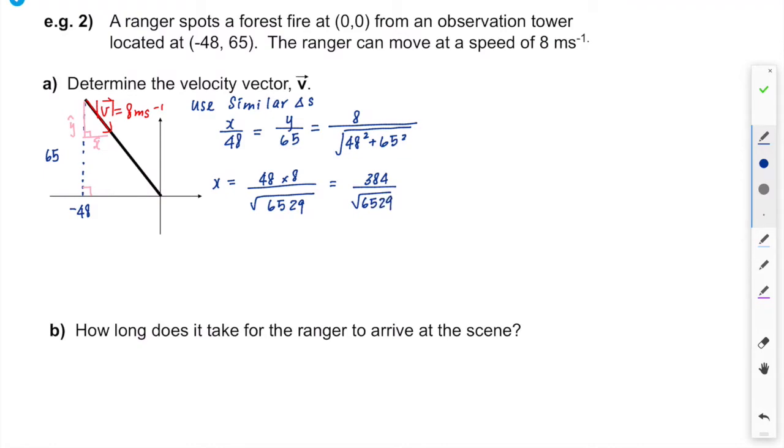We are going towards the right, so it's positive. And then for the y component, we're going down, so we have to compensate when we write out the actual vector. But let's find the relative length first. 65 times 8 over the square root of 6529. This works out to 520. Okay, so now we have these two x and y components.